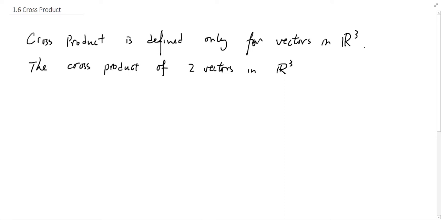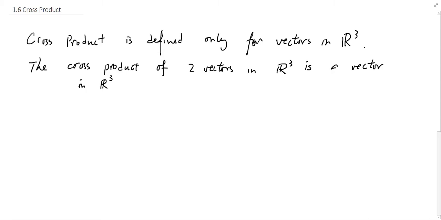So first of all, when you see this, that means, okay, number one, the two vectors have to be in R3. And because you're using two vectors, it's identified to be a binary operation. So you basically combine two vectors into something else. So the cross product of two vectors in R3 is actually a vector in R3.